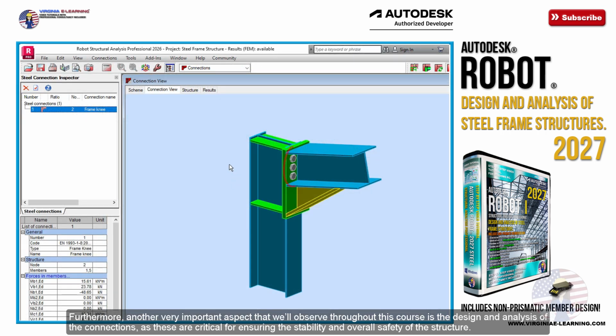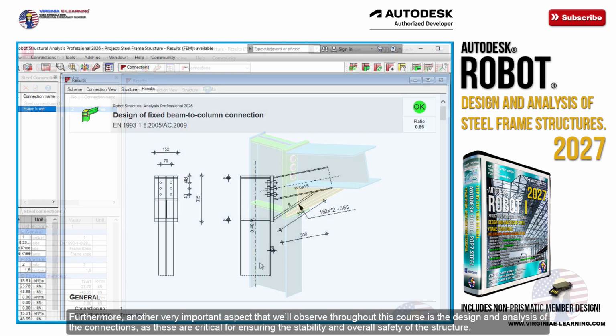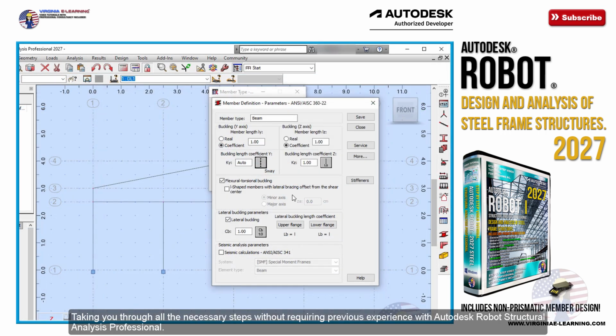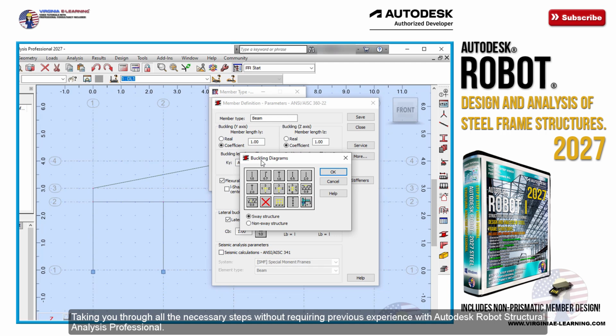Furthermore, another very important aspect that we'll observe throughout this course is the design and analysis of the connections, as these are critical for ensuring the stability and overall safety of the structure. Taking you through all the necessary steps without requiring previous experience with Autodesk Robot Structural Analysis Professional.